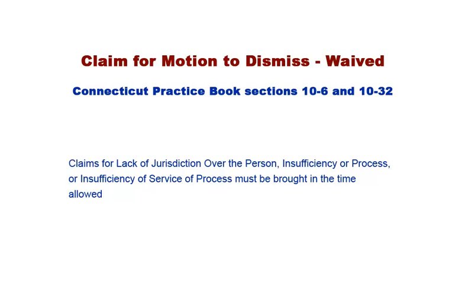Claim for motion to dismiss waived. Connecticut Practice Book section 10-32 says that a defendant waives or gives up the right to file a motion to dismiss for the grounds of lack of jurisdiction over the person, insufficiency of process, or insufficiency of service of process if the motion is not filed in the correct order listed in the order of pleadings in Connecticut Practice Book section 10-6 and within the 30 days indicated in Connecticut Practice Book section 10-30. You need to decide early in your case if you want to file a motion to dismiss and get it done in the time allowed.